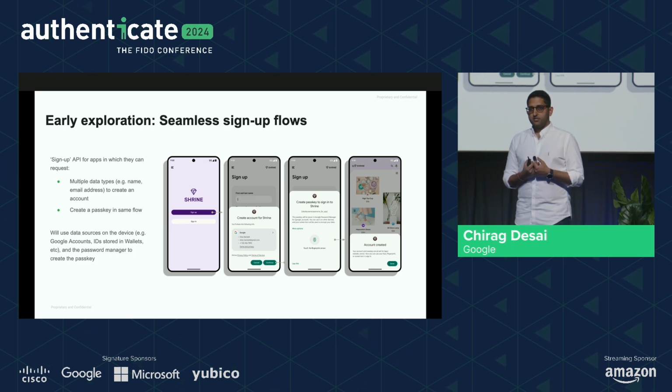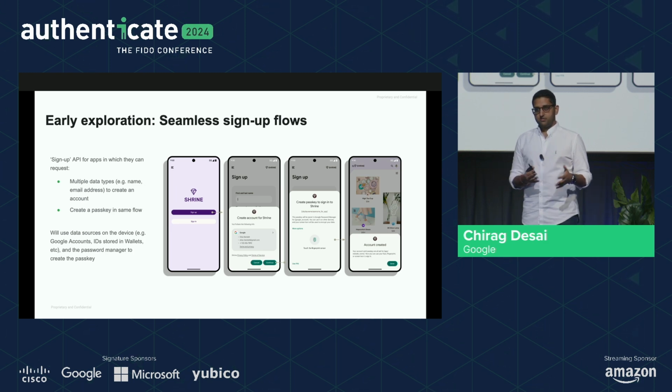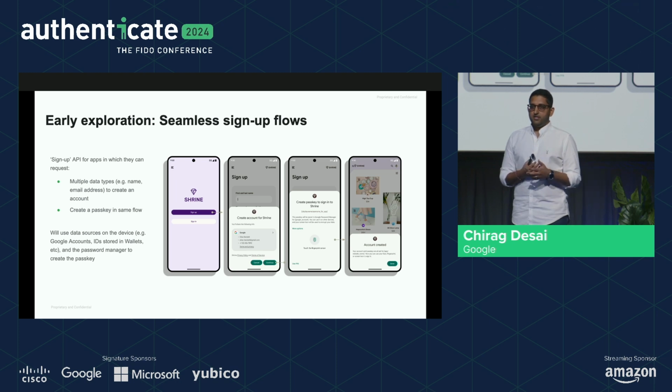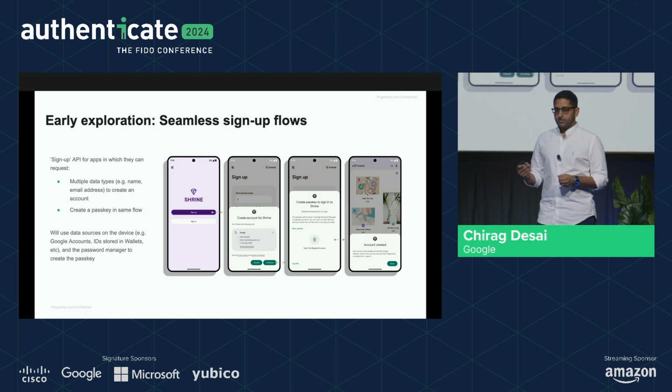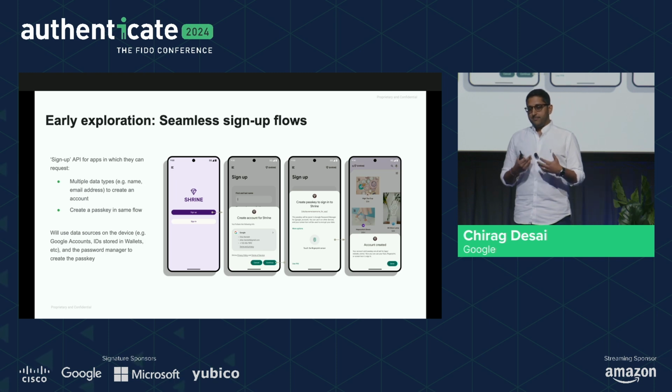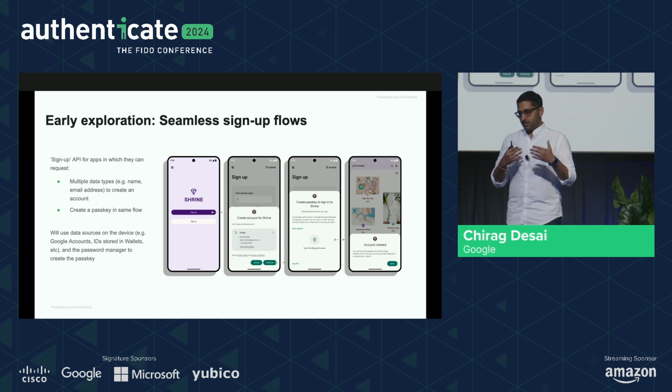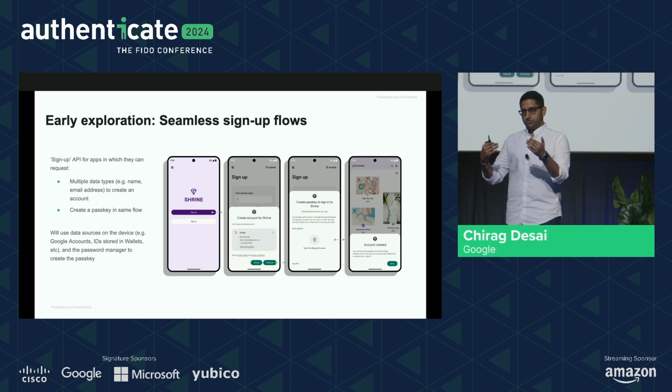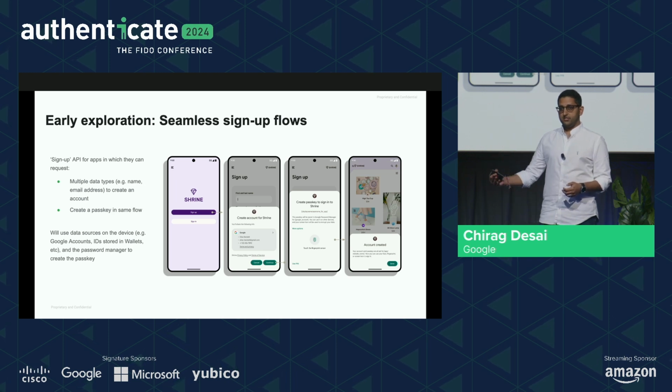And last but not least, we're also working to improve the sign-up experience for users. So we're working on this on Android first, and then later for the web. And what it means is users will be able to create an account and create a passkey at the same time in just a couple of taps, making sure that they have a seamless sign-up experience and also the best security available for future sign-ins using a passkey.